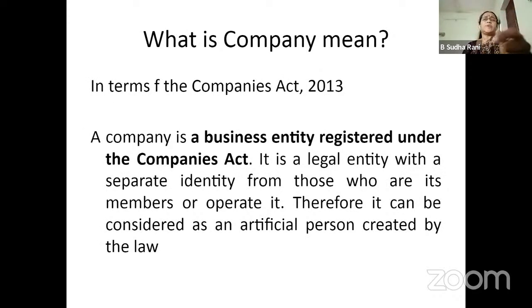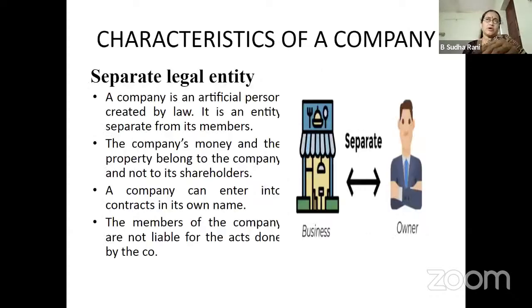If you look into the Companies Act 2013, what does company mean? As per the 2013 Companies Act, it's a legal entity, same as our previous law, with a separate identity from those who are its members or operating it. So a company is a business entity registered under the Companies Act. Therefore, it can be considered as an artificial person created by law.